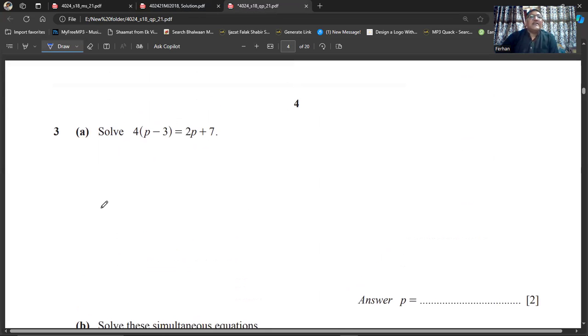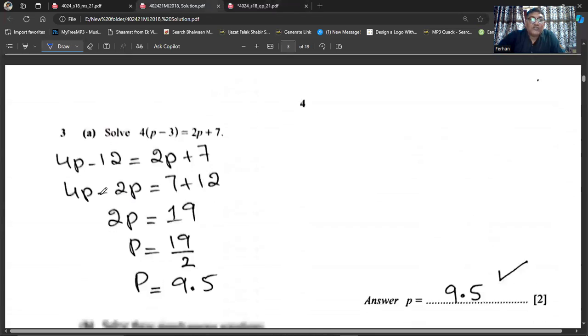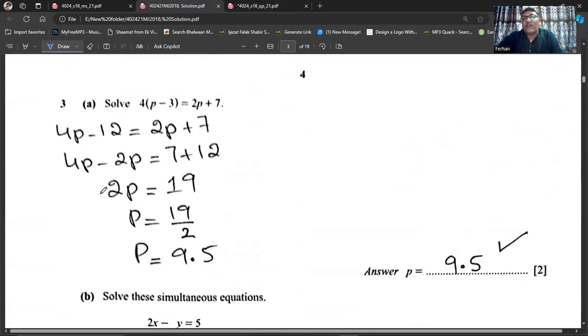Here we have, he says solve. We have an equation here. It is 4 bracket start p minus 3 bracket close is equal to 2p plus 7. So I will open this bracket and then we will be able to solve it. Solve it means to find the value of that variable which is involved.